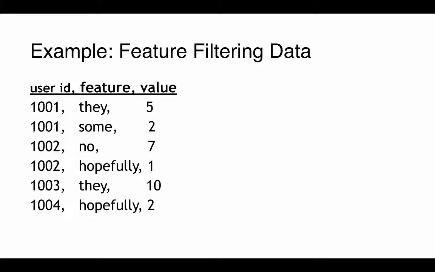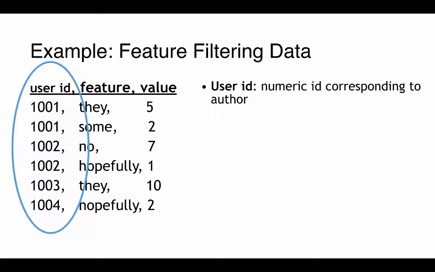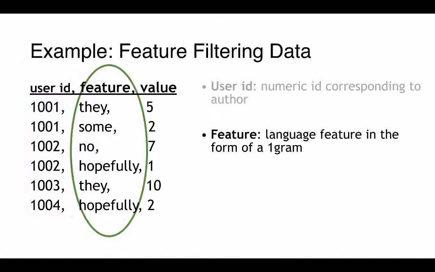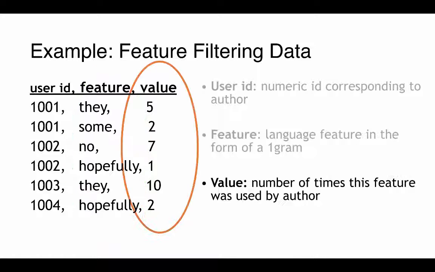Here's an example of a typical feature set in the form of 1-grams. In this set, we have 3 columns: user ID, feature, and value. The user ID corresponds to the author or source of the text. The feature column contains the actual language, which in this example is a single word or token. The final column is a numeric value of the feature, where we count the number of times the author used this word.